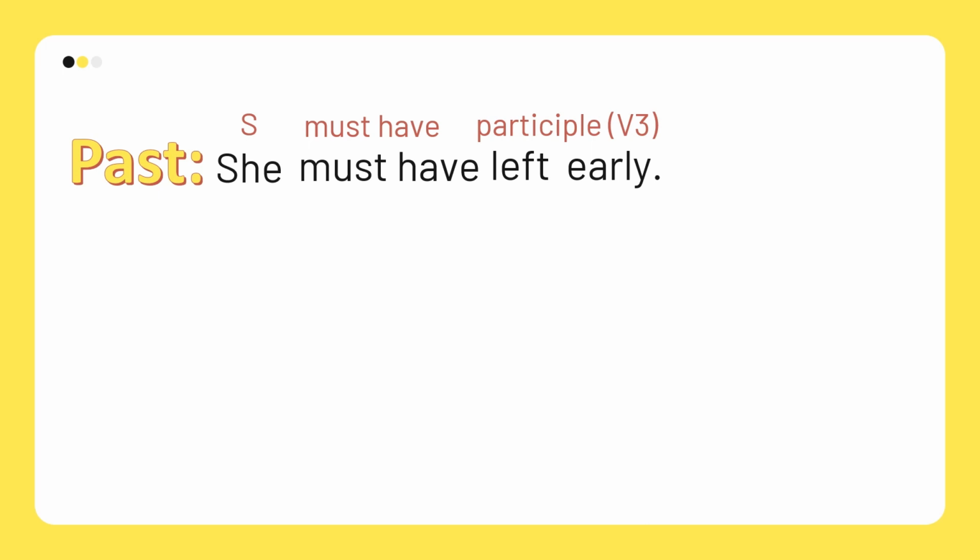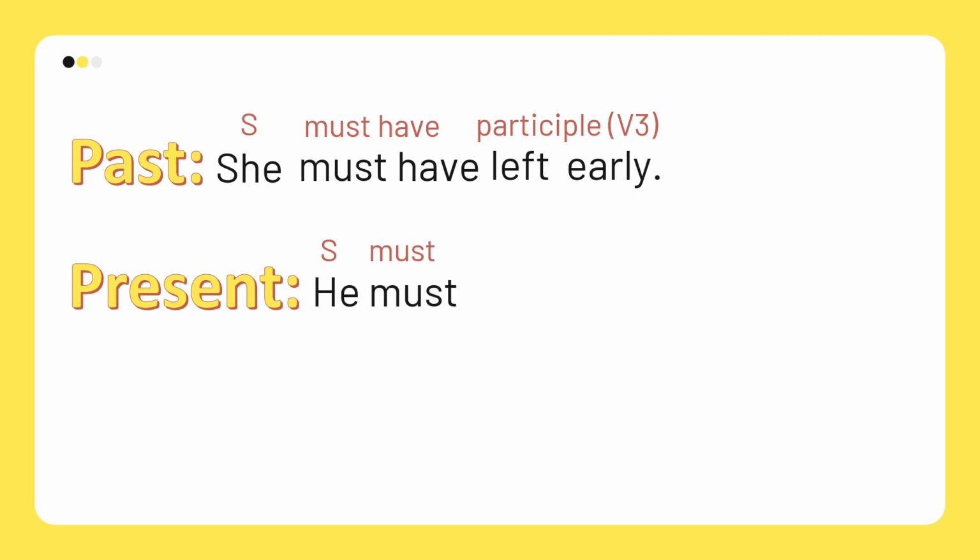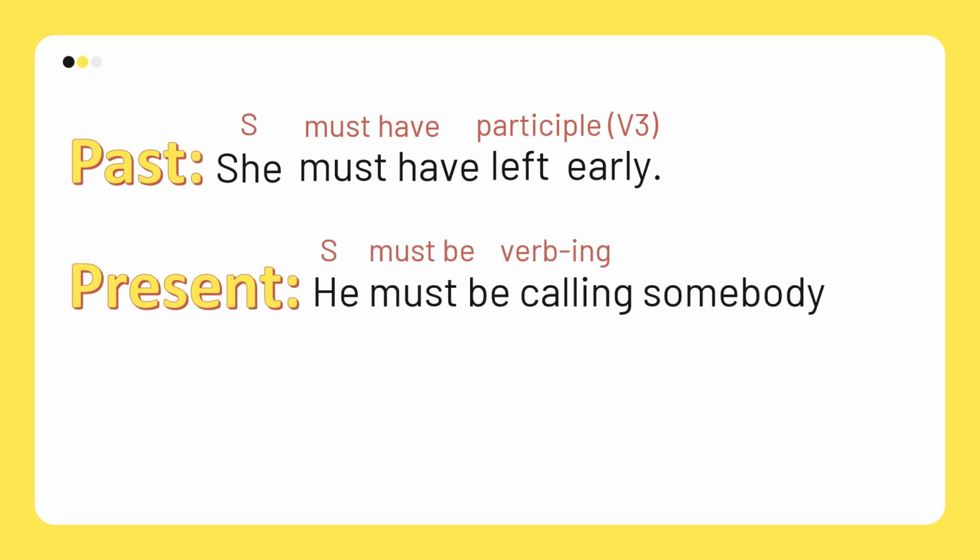Okay, and the next one, if it's not in the past, maybe it's something at the present. So in here, if the logical conclusion that we're making is something happening at the present, it means the sentence will be subject plus must be followed by verb ing. Don't forget this verb ing. And then you can put additional information over there. So he must be calling somebody.